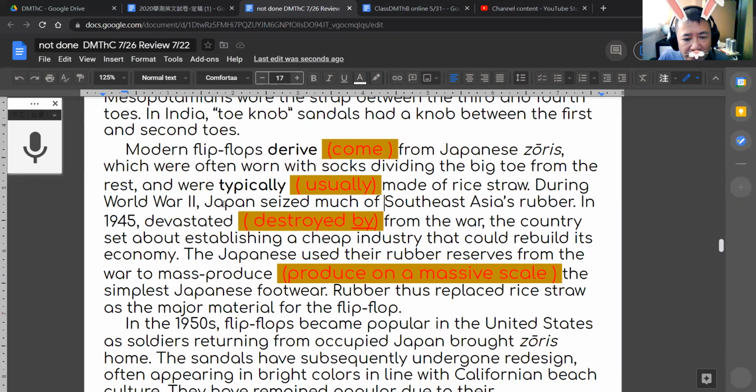During World War II, Japan seized much of Southeast Asia's rubber. Okay, so during World War II, Japan took over much of Asia, and then Southeast Asia, and then took the rubber industry, right? Remember, long ago they made rubber by using a certain kind of tree.